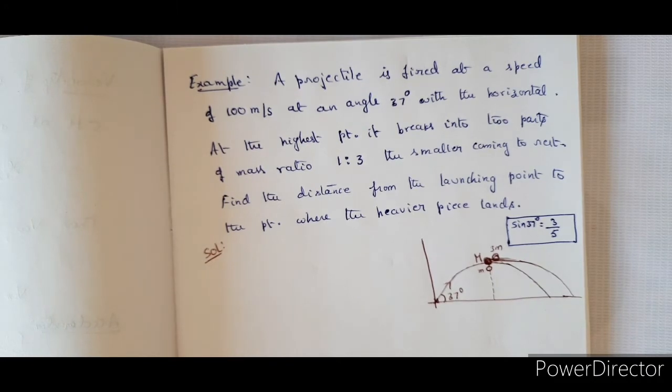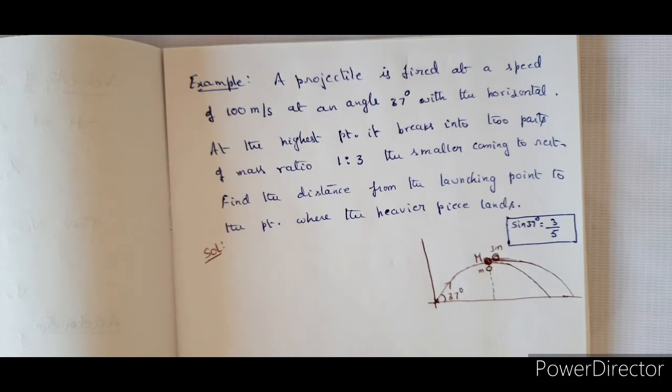Where sine 37 is equal to 3 by 5, cos 37 is equal to 4 by 5. You know it very well, right? So now at the highest point, it breaks into two parts. That projectile, you can think of it to be a shell, a bomb which is splitting into two parts here. And how are the parts divided? Are they into equal masses? No. They said the mass ratio is 1:3.